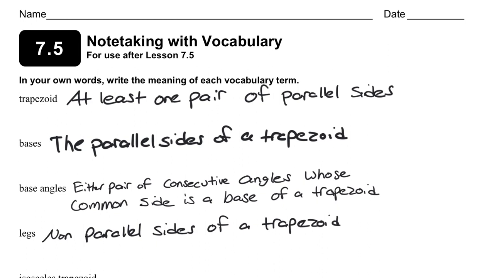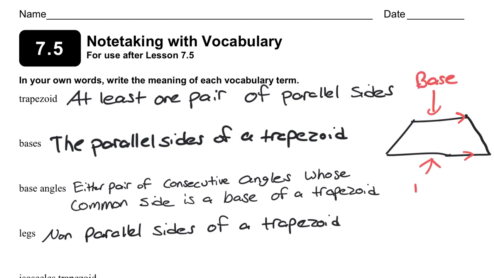I'm going to draw a trapezoid here. So we're going to have a pair of parallel sides, which means for this to be a trapezoid, we're going to have two sides that are parallel. That means these are called our bases. So we have a base, we have another base. These two parts right here that I'm doing in blue are called the legs.